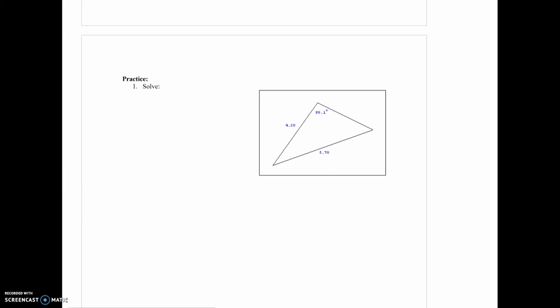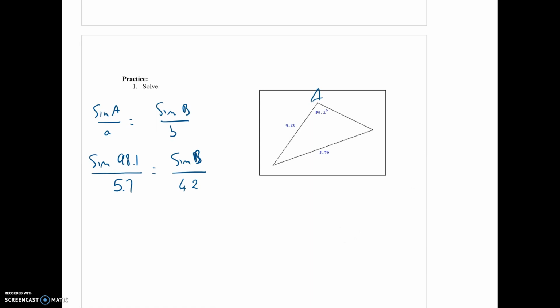So if I want to solve it, what I want to do is very simple. I know with my law of sines that sine of the angle A divided by a equals sine of the angle B divided by b. I know the value of the angle A, 98.1, divided by the length a, which is 5.7, and it's equal to the sine of B divided by 4.2, as 4.20 is the length b. And c is the unknown.